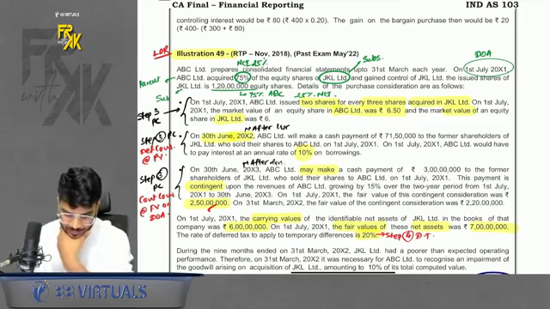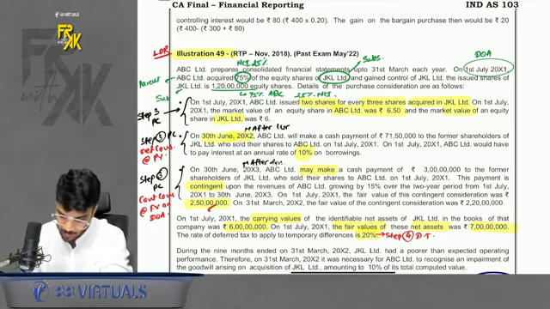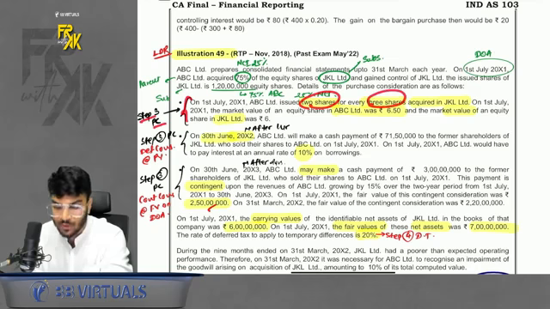Anyways, illustration 49, what does it say? It says that ABC acquired 75% of JKL. So JKL is a subsidiary and ABC is the parent. The share capital of JKL is given as 1.2 crore. Out of 1.2 crore, how much are we acquiring? 75%. 25% belongs to NCI. Then information is given for PC, where we are giving shares in the ratio of 2 for 3.